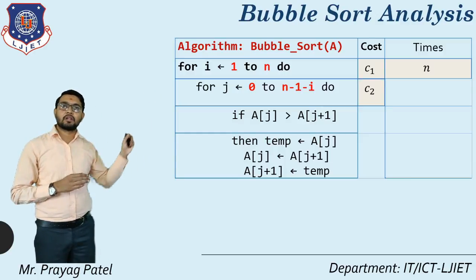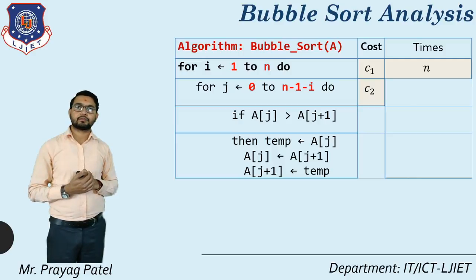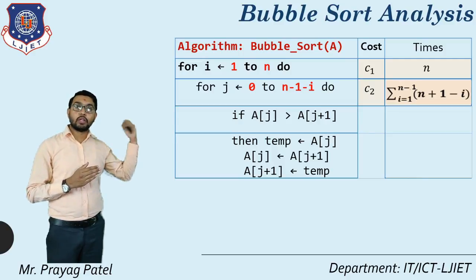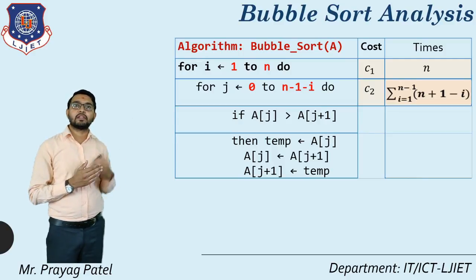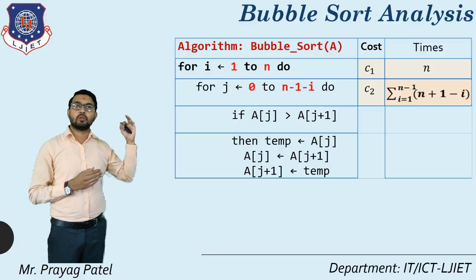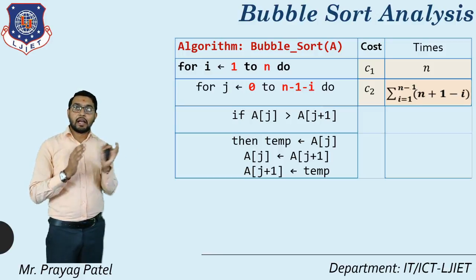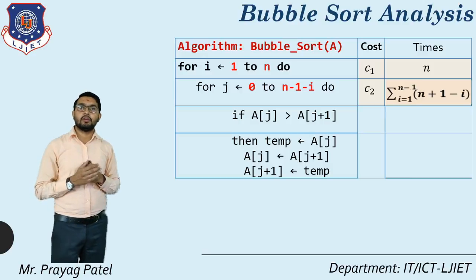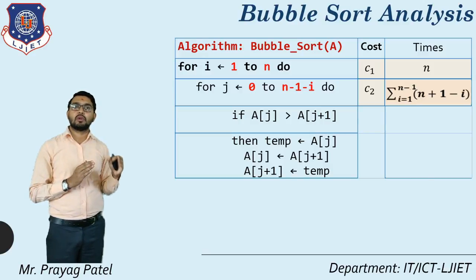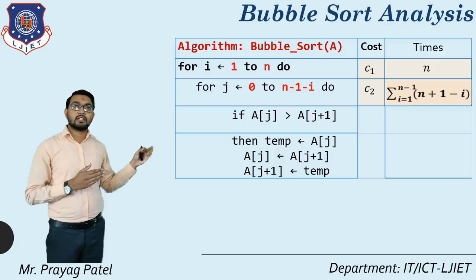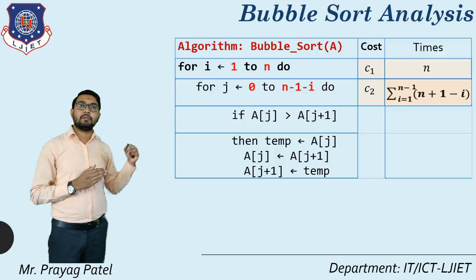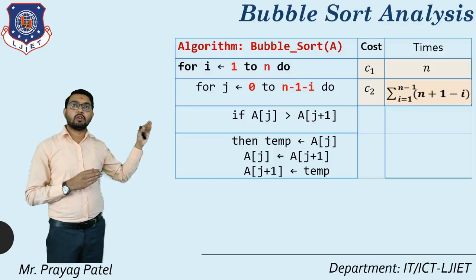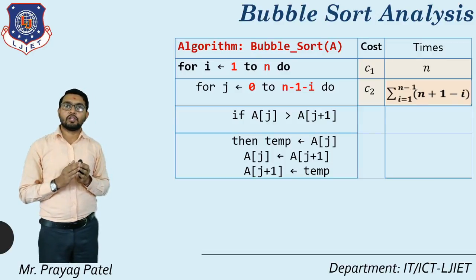Now for the second step, consider the cost as C2 and the time as the outer loop from 1 to n minus 1. So here sigma i equal to 1 to n minus 1. Here how many times will this statement be executed? j from 0 to n minus 1 minus i means n minus 1 minus i plus 1. And here, according to this, we consider one more time for the wrong condition.